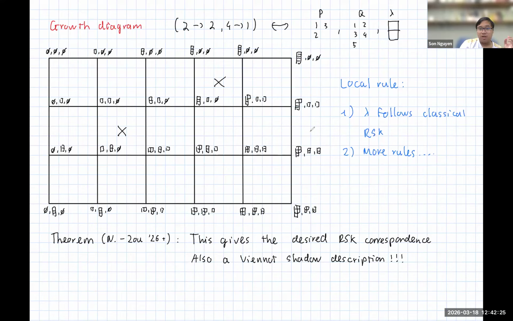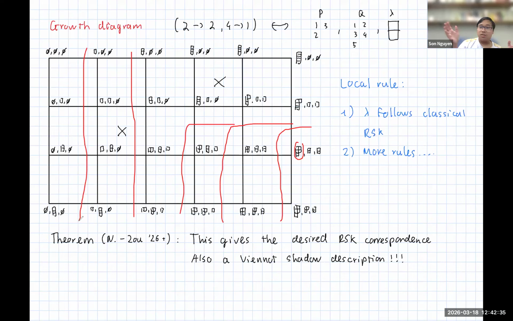So if I look at the first one, I can put over the places where my first ones are the same, and I get something that looks like this. And this is sort of the Viennot shadow description. So we do have a Viennot shadow description just by staring at the growth diagram. And I will also tell you later why this Viennot shadow description makes sense in this case.